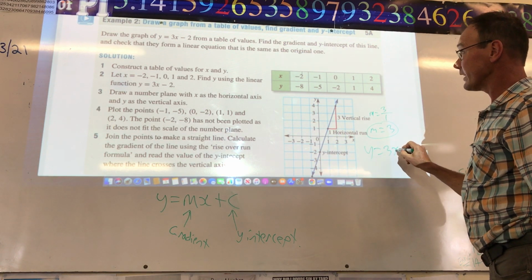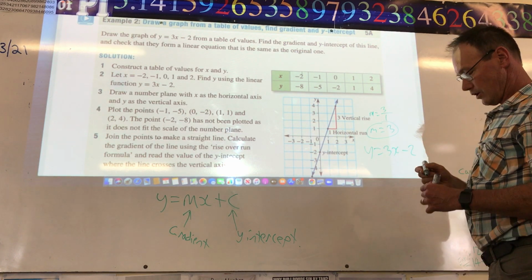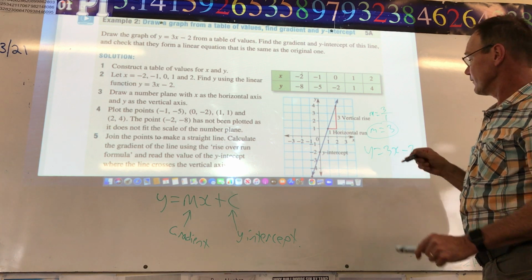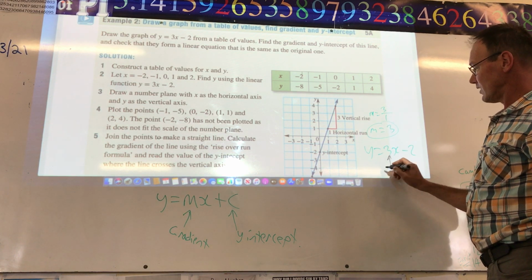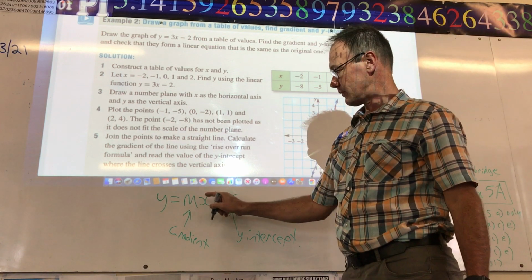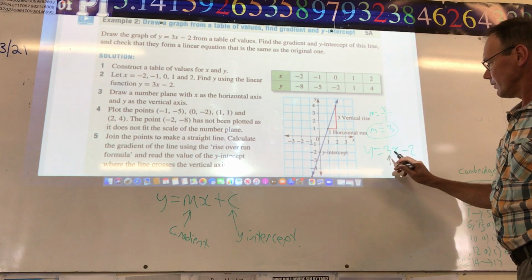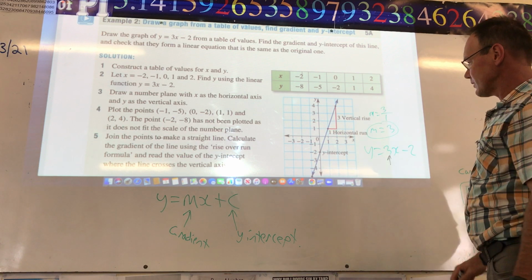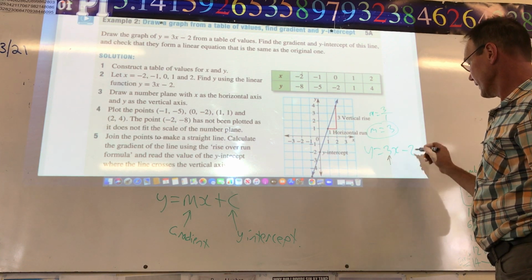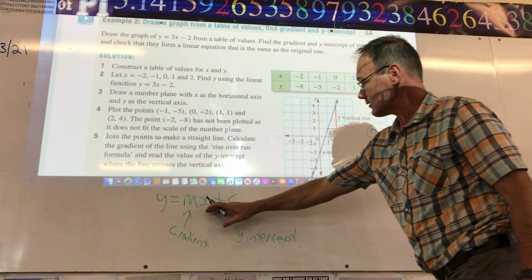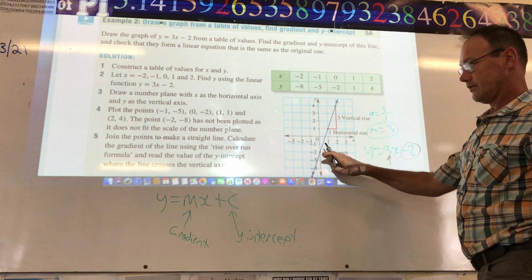Y equals 3x minus 2. You probably already saw from the very start that m equals 3, because m is the thing in front of the x when you're looking at y equals mx plus c. So this was just a confirmation question. It was checking that you actually get the gradient in front of the x, and you do. And check that you get, at the end, the y-intercept, and you do.